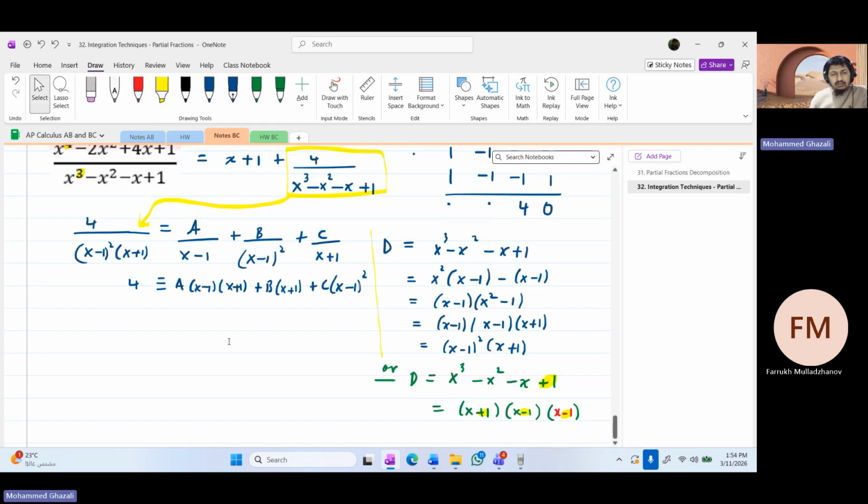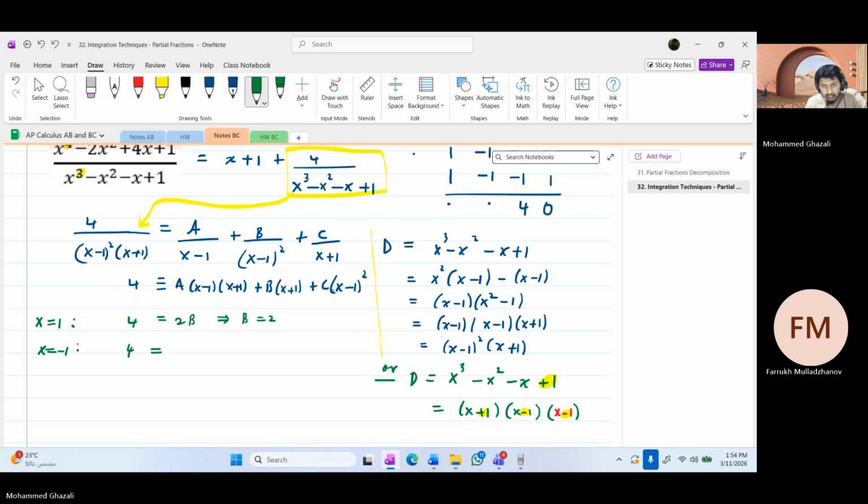Now substitute values to solve for a, b, c. If x is equal to 1, what falls out? a falls out, c falls out. So you're solving for b. 4 equals 2b. This implies b is equal to 2. If x is equal to -1, a falls out, b falls out. So 4 is equal to 4c. So c is equal to 1.